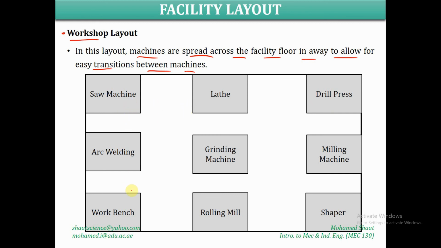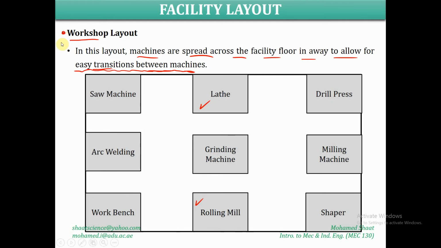So there is no specific way of arranging these machines, except that we make it easy for us to access the machine, or even for the product to be transmitted between these different machines. So in this layout, machines are spread across all the facility floor in a way that allows for easy transition between the machines. As I said, it doesn't matter whether we put the laser machine here or there. The key condition is how to easily access the machine. Make sense?